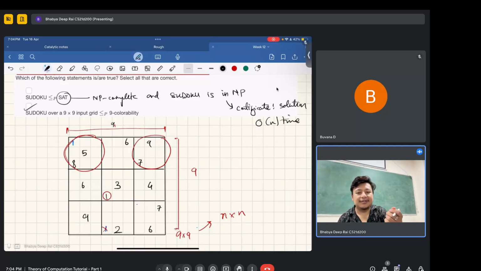And of course, the certificate I give you is of size n square, right? The size of the Sudoku is an n by n matrix, which is of size n square. So it is in NP. SAT is NP complete, which means that Sudoku will reduce to SAT. That is the definition of NP complete: all the languages in NP will reduce to SAT, or any NP complete language. So Sudoku reduces to SAT.